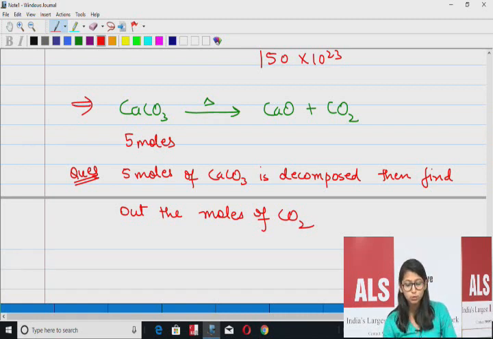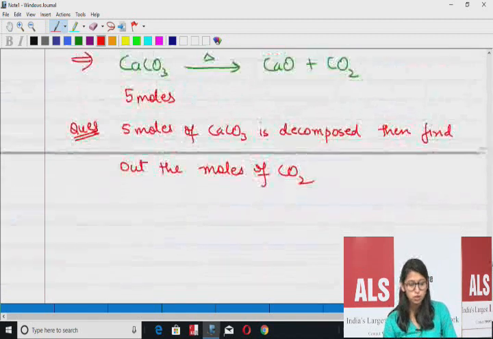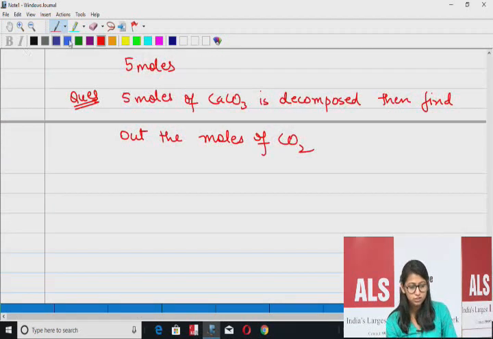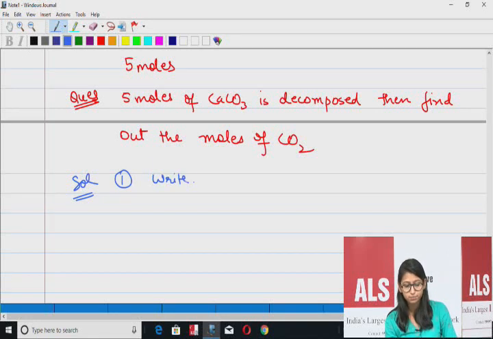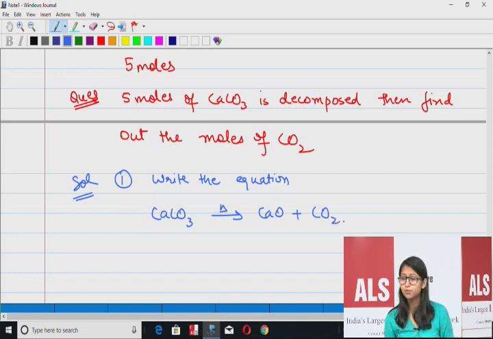Now, whenever any equation kind of thing is given to you, I'm writing the solution in steps. The very first step is write the equation. Many times they themselves give you the equation. If not given, you have to make the equation. So, if I am writing it, it would be like this.